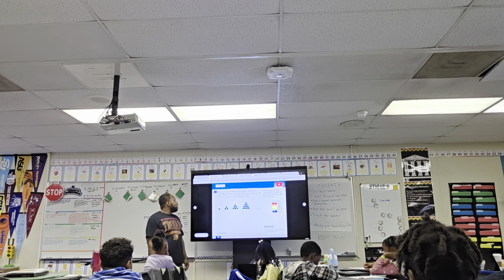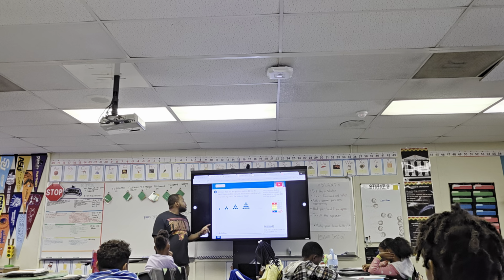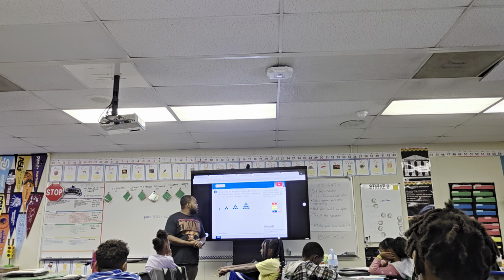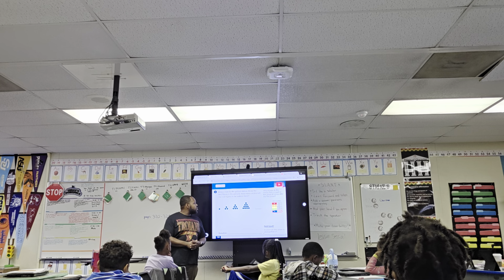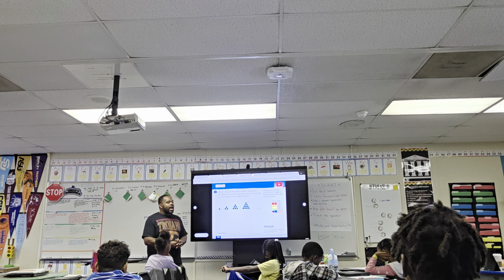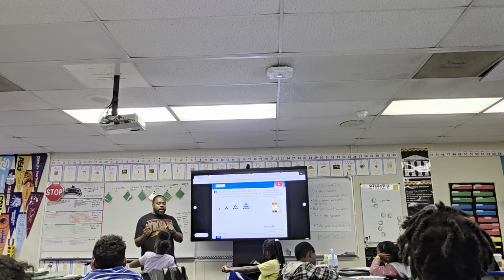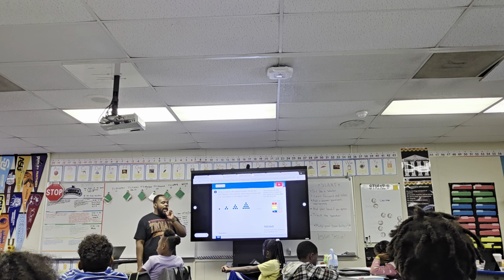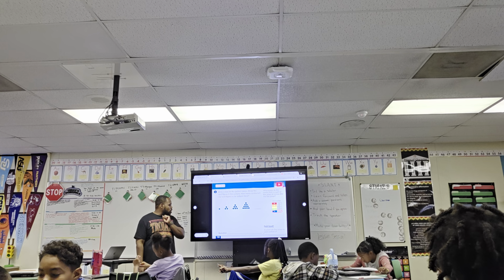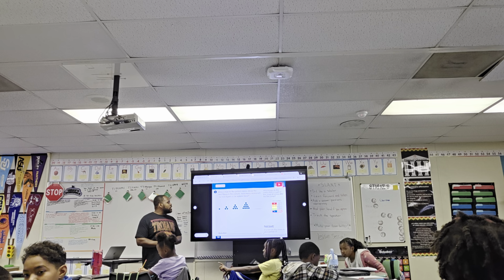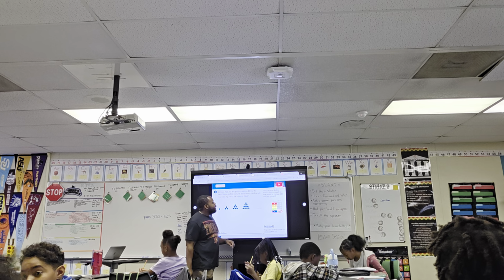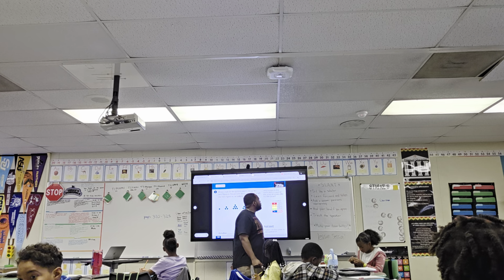All right. So, write a rule for the pattern below. Draw the next figure. How many circles will the next figure in the pattern have? You will pair up with your elbow partner quietly at a noise level of 0 and find a solution for this one. It says 3 minutes, but I'm going to give you 2.